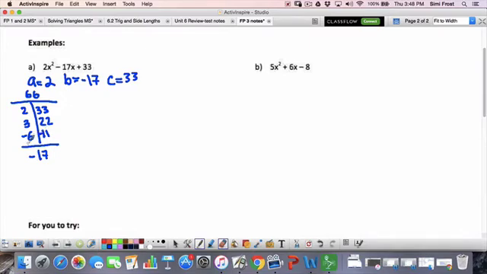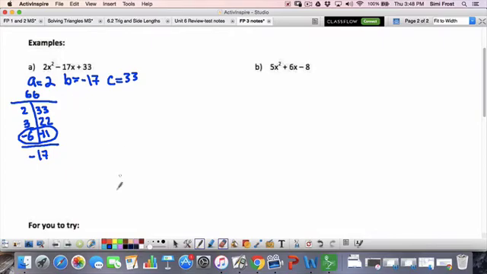I now have a negative 6 and a negative 11. That adds up to negative 17, and a negative 6 times negative 11, well, a negative times a negative does equal a positive. So here are my magic numbers. All right, I'm going to use that to split the middle term.